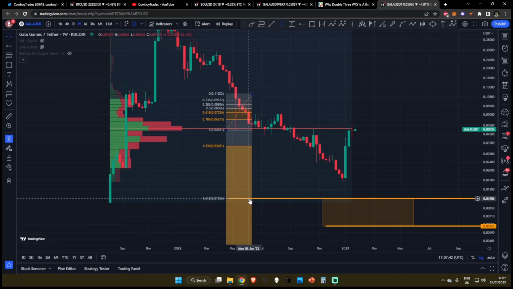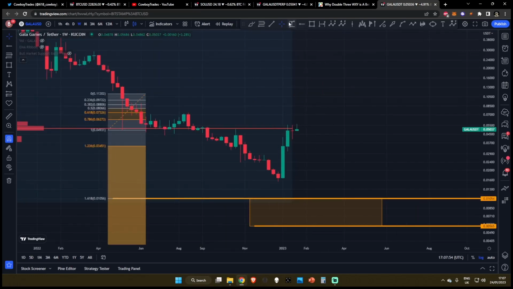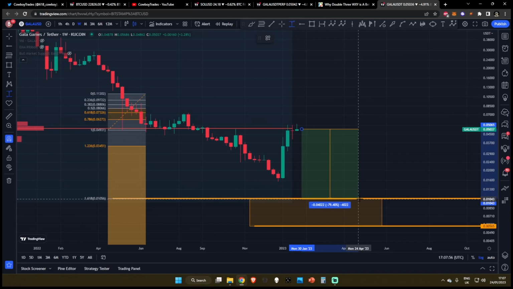The next fib target over here is 1 cent. This is a listing price for Binance. This is a listing price for KuCoin. This is your 1.618 Fibonacci. This is a huge psychological level. 1 cent, in my opinion, is going to be the major price target to keep your eyes on.